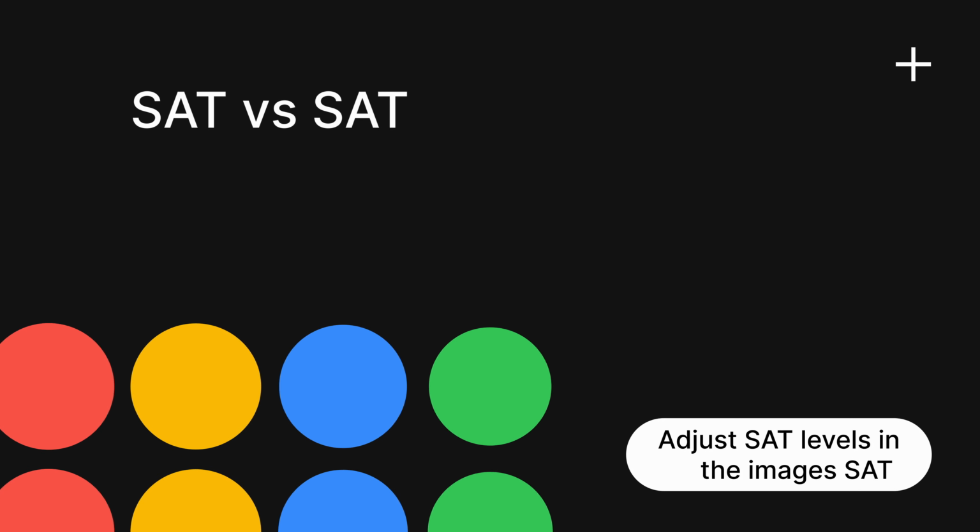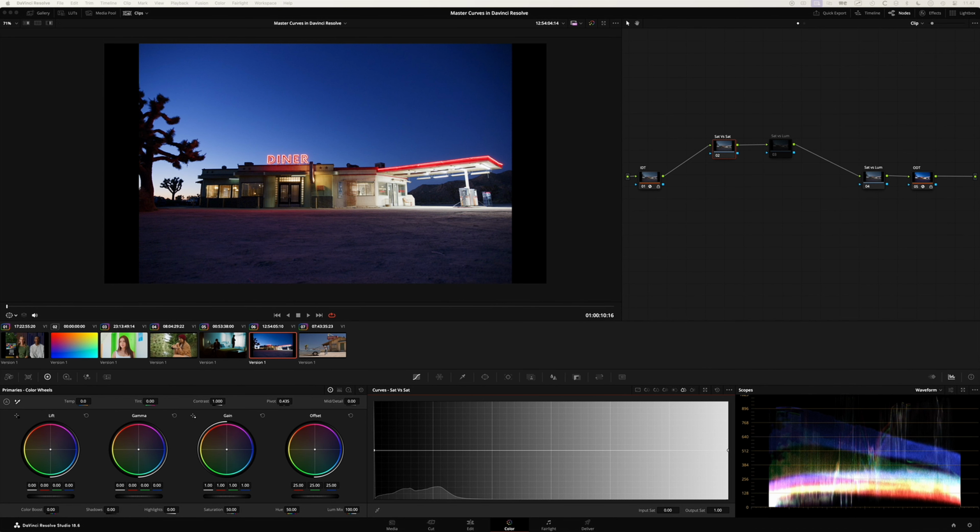Sat versus sat. The Sat versus Sat tool lets you manipulate saturation within the areas defined by the image's original saturation. So any changes you make on the left-hand side of the curve affect areas with lower saturation, and on the right-hand side you affect areas with higher saturation levels.